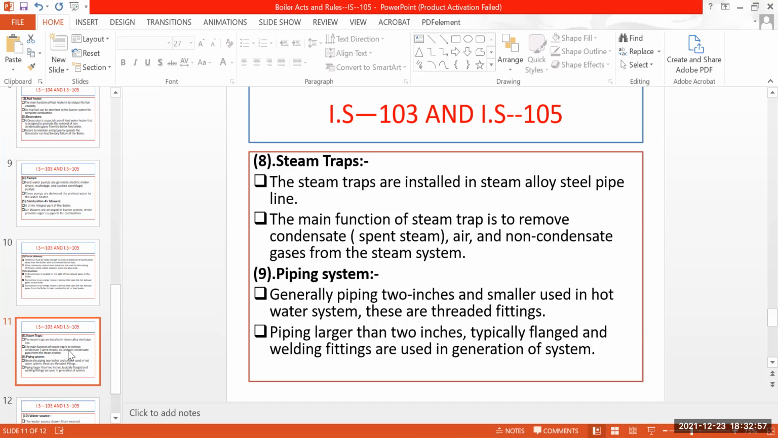These traps are installed in steam alloy steel pipelines. In the boiler, we will be having the steam lines. In those, these traps will be installed, and the main function of this one is to remove condensate, spent steam, air and non-condensate gases from the steam system.